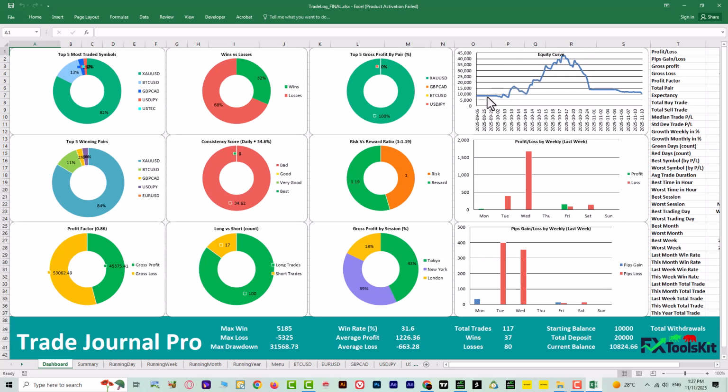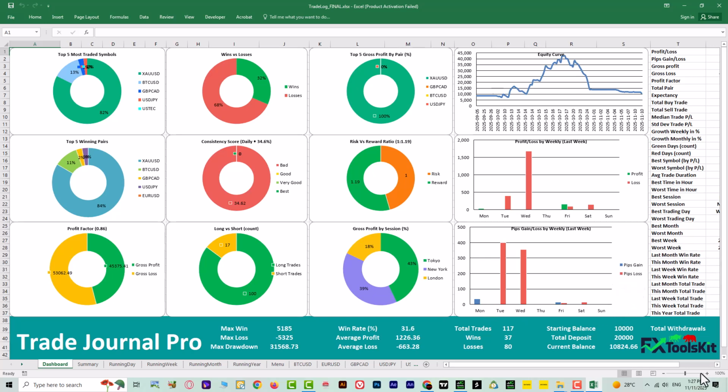This is the equity curve of your trading account, so you can spot drawdowns and recoveries at a glance. Profit loss by weekly bar chart. In the profit loss by weekly bar chart, it will show your last week's profits and losses. You can check at a glance which days were profitable or losing for you in the last week. Pips gain loss by weekly bar chart. It's the same as the profit loss weekly bar chart, but here it will show pips gained and lost based on your last week's trades.